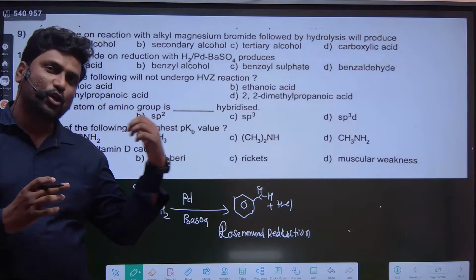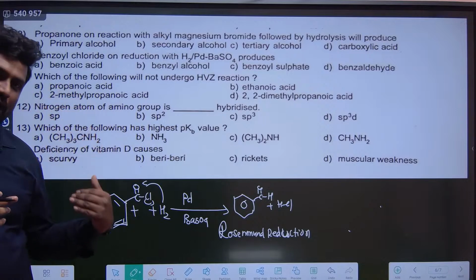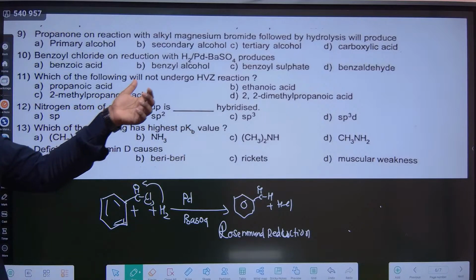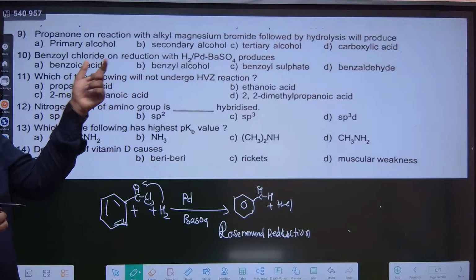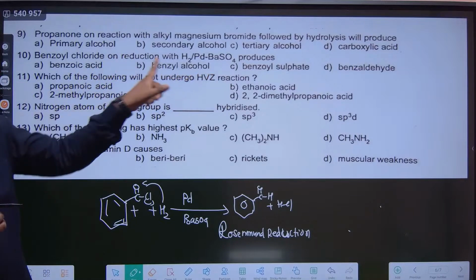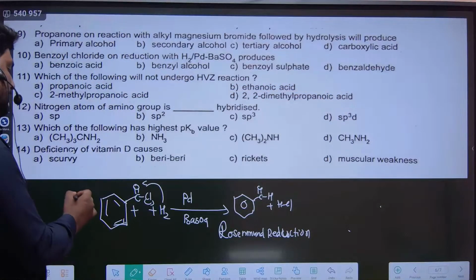They undergo addition of hydrogen or a less electronegative element, and removal of a more electronegative element. That is nothing but reduction, and the name of the reaction is called which reaction? It will be what? Rosenmund reduction reaction, and the chemical is benzaldehyde. Option D is the answer.